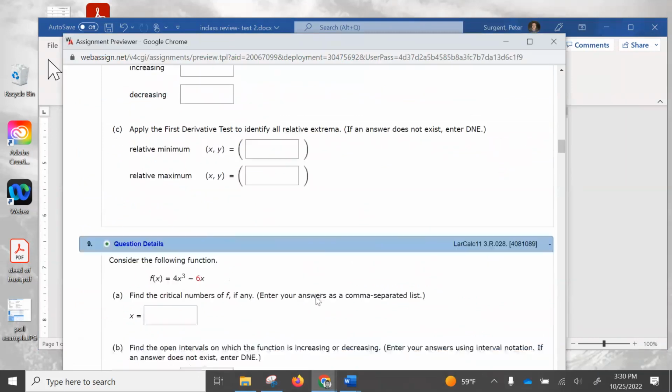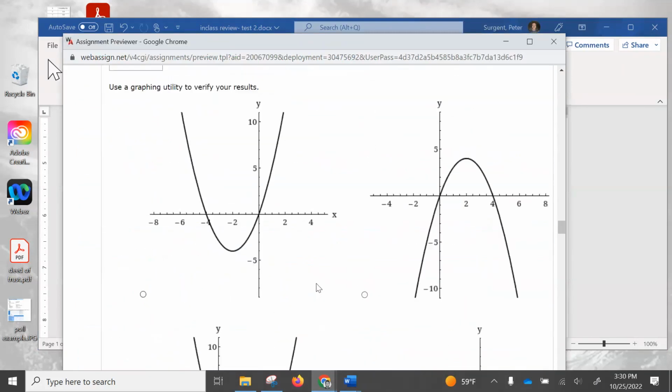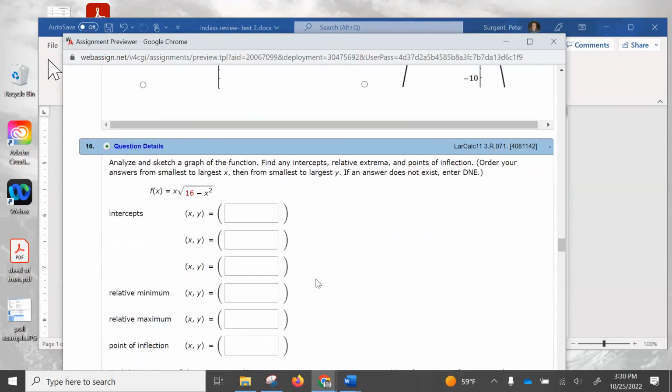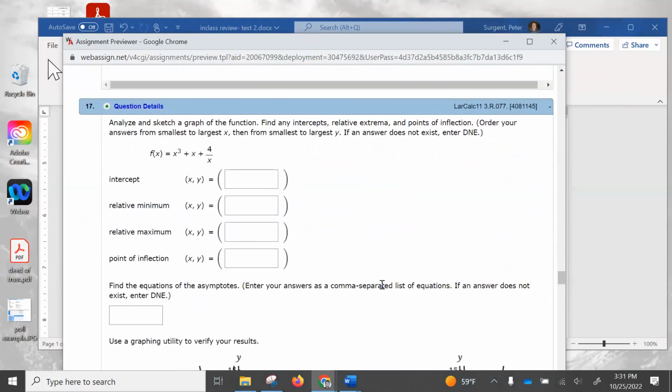Just 17. 17. Okay. Yeah, I know these are kind of annoying when you have to type in one by one. Maybe it's not too bad. All right, let's do it.